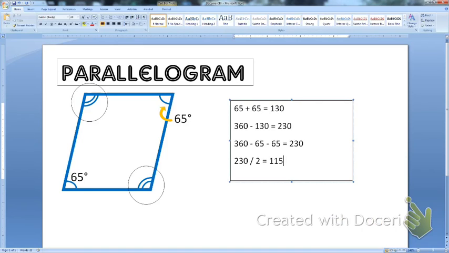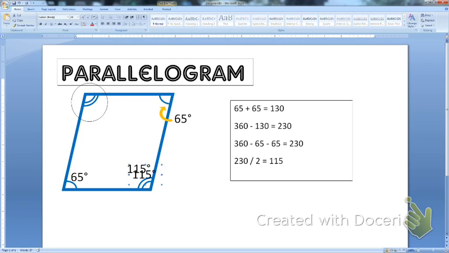So I think that this down here is 115. Oh no, I lost my degrees. There we go. Okay, and if that's 115, well then that one has to be 115 too because they have to match. That's part of being a parallelogram. You've got to have congruent opposite angles.